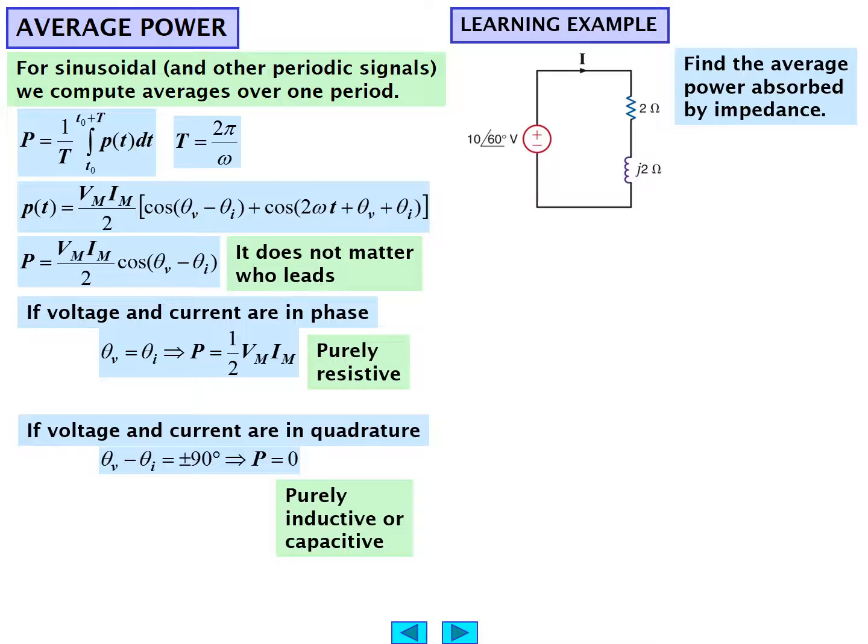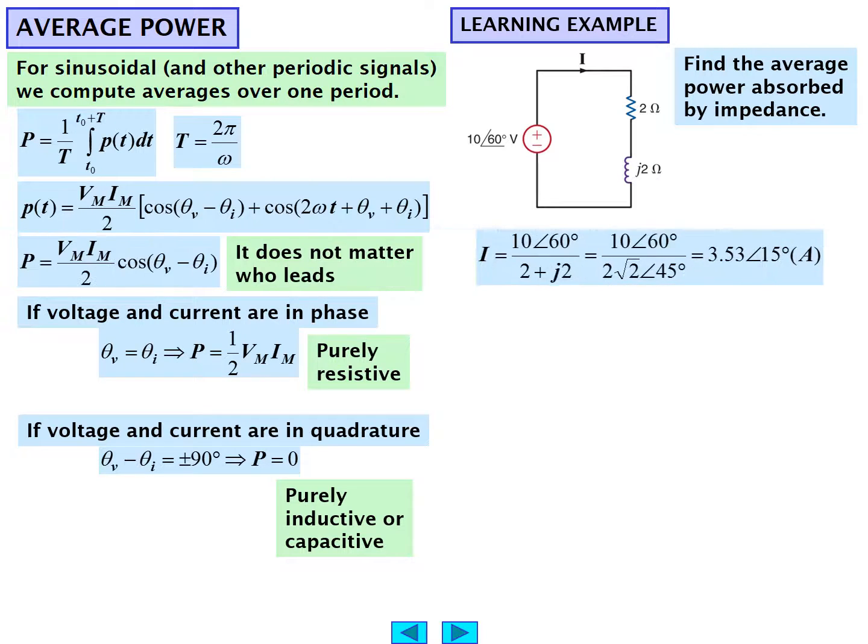So here's our learning example. We have a voltage source of 10 angle 60 degrees and a network consisting of a 2 ohm resistor and an inductor whose reactance has already been calculated at that particular frequency, which is not given, as j2 ohms. So therefore I is equal to 10 angle 60 divided by 2 plus j2.